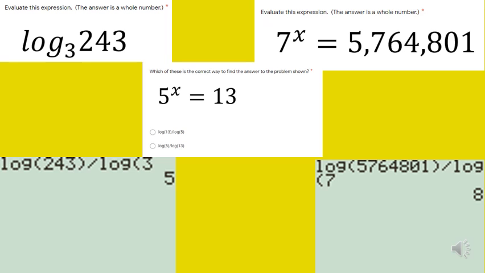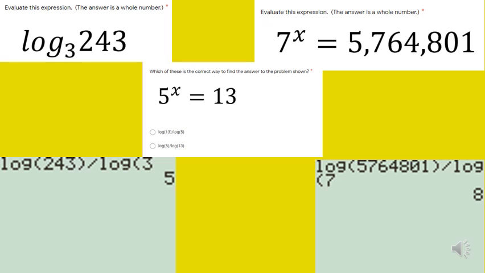The next question asked you to figure out what the log base 3 of 243 is, and all you do is take the log of 243 divided by the log of 3, and if you do that right, you end up getting 5. Again, it's always log of the big number divided by log of the base, so log 243 divided by log 3.